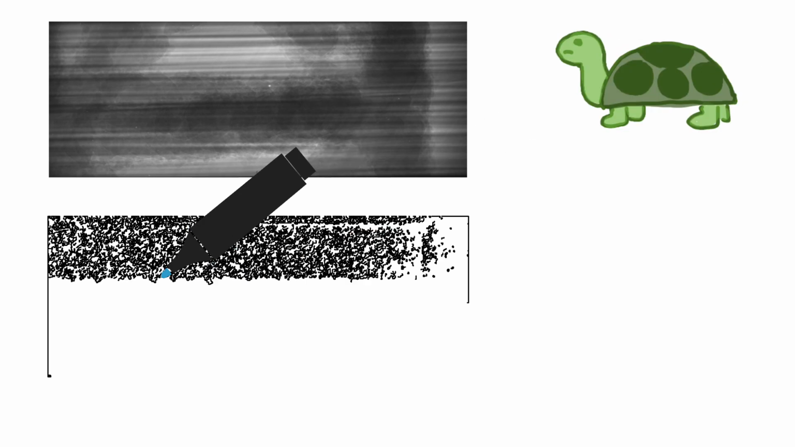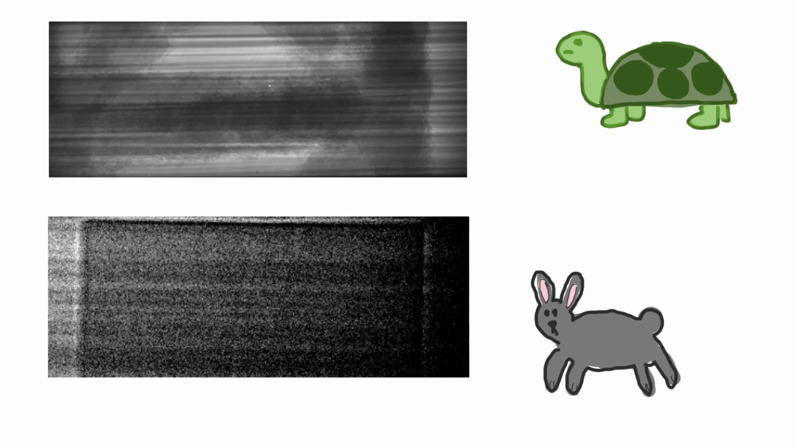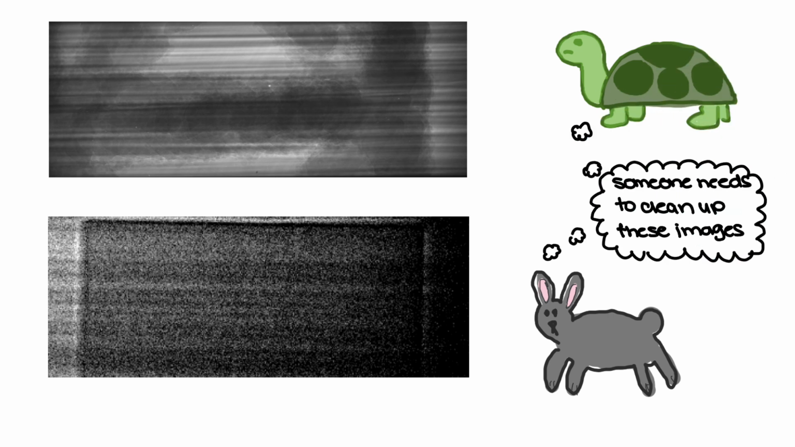On the top is some slower data taken at an exposure time of 1 second, and on the bottom is some fast data taken at an exposure time of 200 nanoseconds. In both images, we see these horizontal lines that do not belong. Also notice that in the high-speed data, there is a lot of annoying graininess.